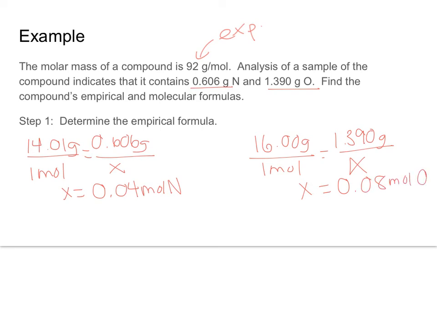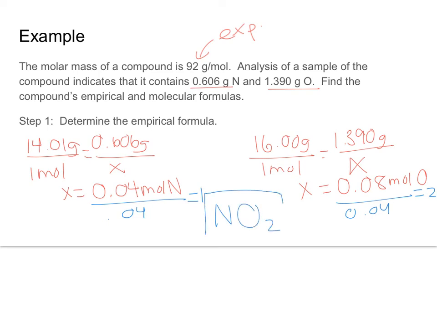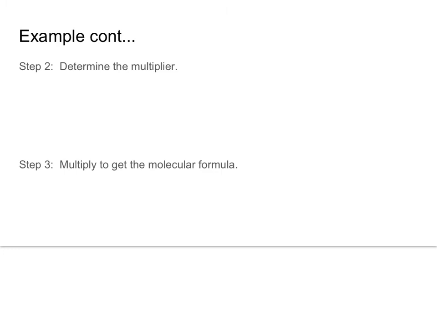Once I have the moles of each, I can determine the ratio by dividing by the smallest number of moles. I have 0.04 moles and 0.08 moles, so 0.04 is the smallest. That gives me a 1:2 ratio, which means the empirical formula of my compound is 1 nitrogen to 2 oxygens. So step number 1 was determining the empirical formula. The empirical formula was NO2. Now that the empirical formula is known, we're going to determine the multiplier.